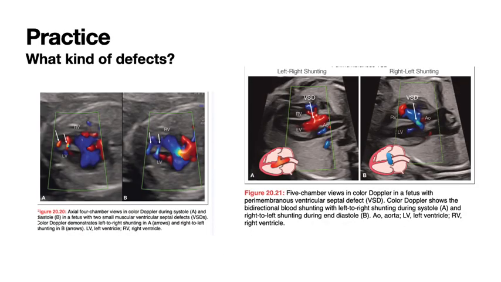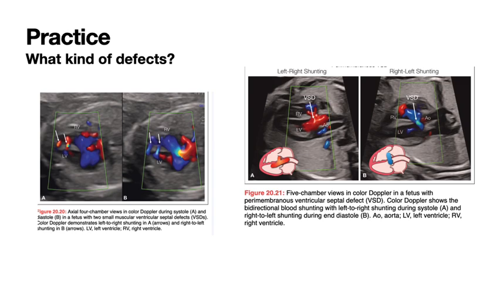All right, let's do some practice here. What kind of defects are these? Yep, what you have is a bidirectional muscular VSD. It's actually two muscular VSDs, and they are both bidirectional.